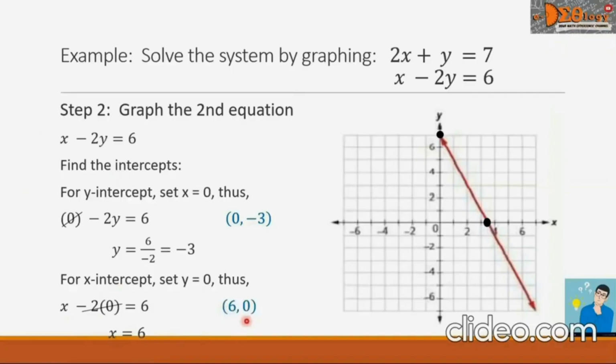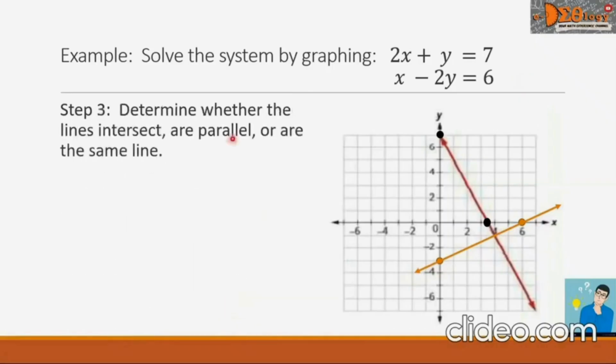Now let us graph the line for the second equation. First, let us plot the 2 points, or the intercepts, in our rectangular coordinate system. The x-intercept is (6, 0), and here is the point, and the y-intercept is (0, -3), and this is the point. We connect these 2 points by a line, and this line now is the graph of the second equation.